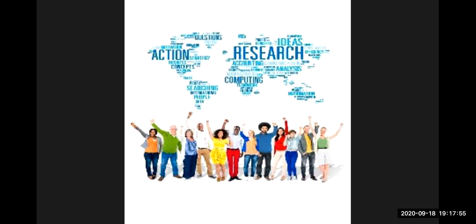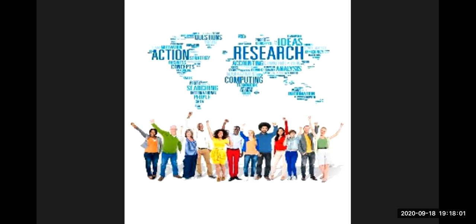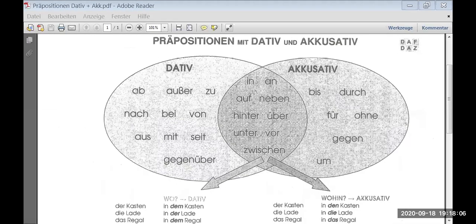So there's a song about the dative. With dative, it normally goes like aus, außer, bei, mit, seit, nach, von, zu. And then you just add the gegenüber and the ab. So: aus, außer, bei, mit, seit, nach, von, zu, then abgegeben.